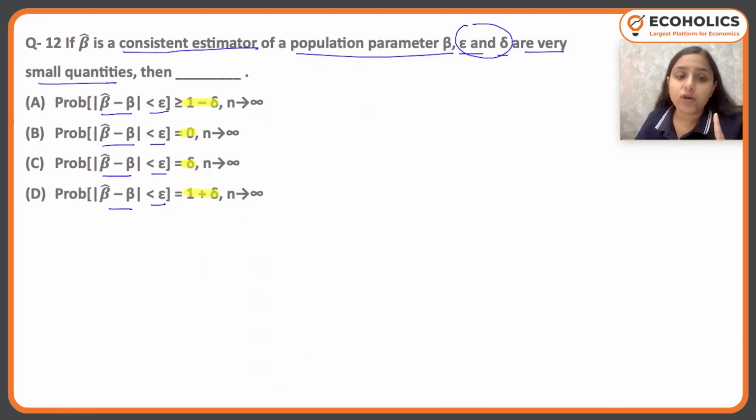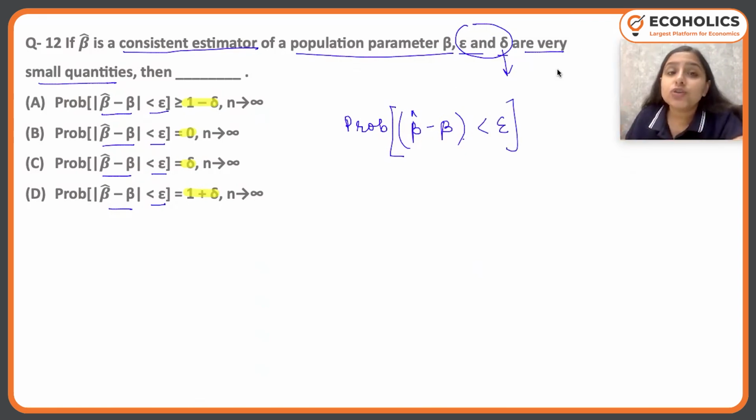Now remember one thing: if they have given delta, there are high chances that delta will be used in the answer, but it is not going to be the case every time, so do not make wrong choices by this fact. Tell me one thing. What is the definition of a consistent estimator? For a consistent estimator, the probability that the difference between the estimator and the population parameter is less than epsilon, where epsilon is a very small value, should be higher, which means it should be 1, let's say.